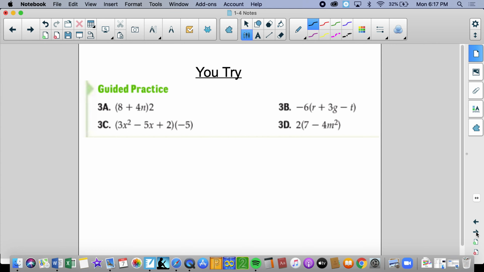These are just distribution problems. Let's try these four, distributing the number outside because it's multiplying into the terms. Unpause it when you're ready.